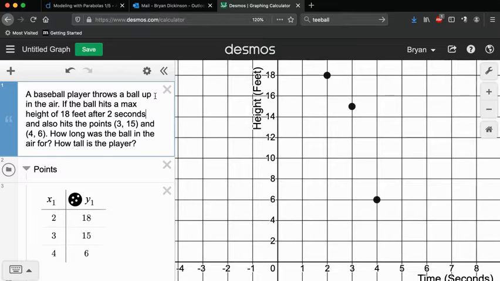So if he hit the max height of 18 feet after 2 seconds and also hits the points (3, 15) and (4, 6), I want to know how long the ball was in the air for, and I want to know how tall the player was. If I'm telling you a max height, that should clue you in right away that that's going to be a vertex because it's going to hit the top of the parabola. So if I know this is the vertex and I have two other points, I should be able to make a parabola fit. Then I'm going to be able to answer these next two questions.